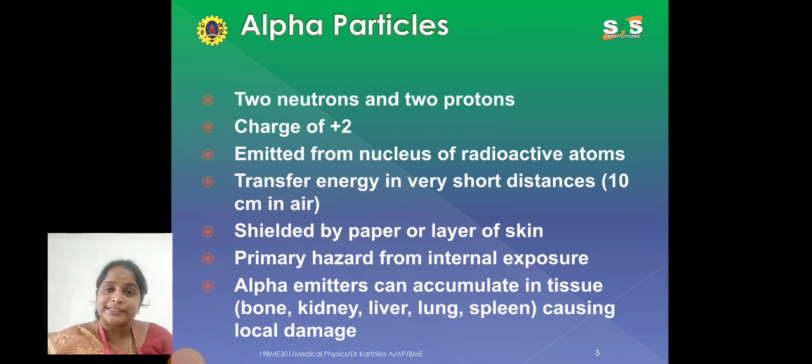Here the alpha particles have 2 neutrons and 2 protons. They carry a charge of +2, and the alpha particles are emitted from the nucleus of radioactive atoms. The energy transfer is for very short distances, for example, 10 centimeters in air. It is shielded by paper or a layer of skin too. The primary hazard is from internal exposure, as alpha emitters can accumulate in tissue, bone, kidney, liver, lung and spleen, causing local damage.